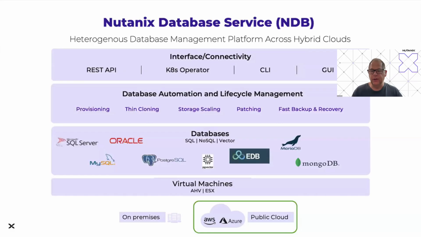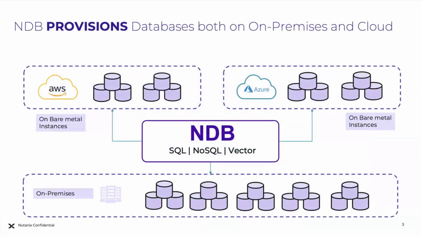Nutanix Cloud Infrastructure, or NC2 clusters. Those are basically bare metal EC2 or Azure compute instances that run in the respective hypervisor clouds. And it's our HCI software stack that runs on top of that physical hardware. By doing so, we basically end up with a distributed cluster just like you would have on premises that behaves the exact same way.